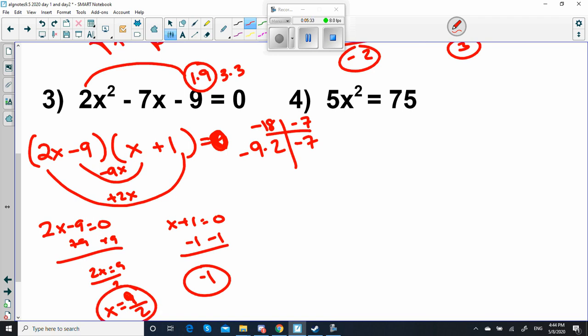And the last one, I noticed that it's already separated, and all I have to do is get rid of the 5 on the x squared, so I can divide it out here and here.